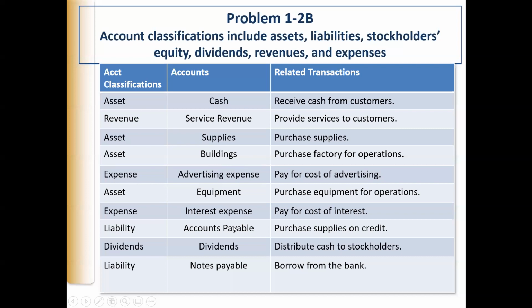Accounts payable, purchase supplies on credit. That's a liability, a claim to our creditors. Notes payable, when we borrow money from a bank. That's a liability. Do you see, whenever we have a liability, apart from the deferred revenue I told you about earlier, it will always have the word payable after it.